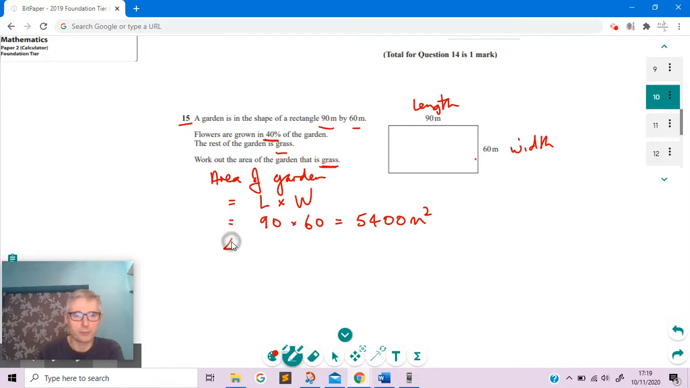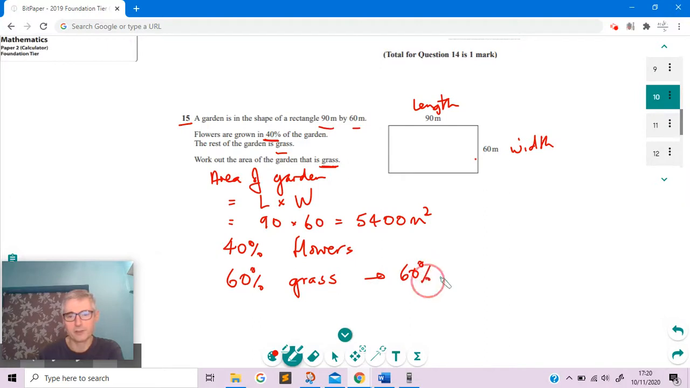Now, if 40% of the garden is flowers, then the remaining part is grass. Since percentages add up to 100, the whole area would be 100%. If 40% is flowers, that would mean that 60% would be left as grass because they add up to 100. And so what we need to find out then is what 60% of the 5,400 is.